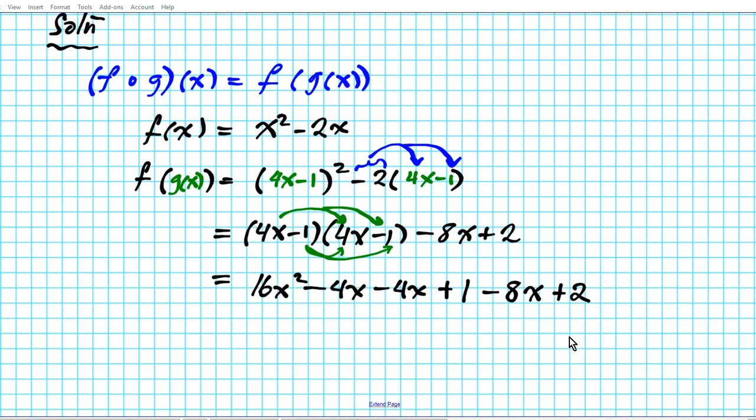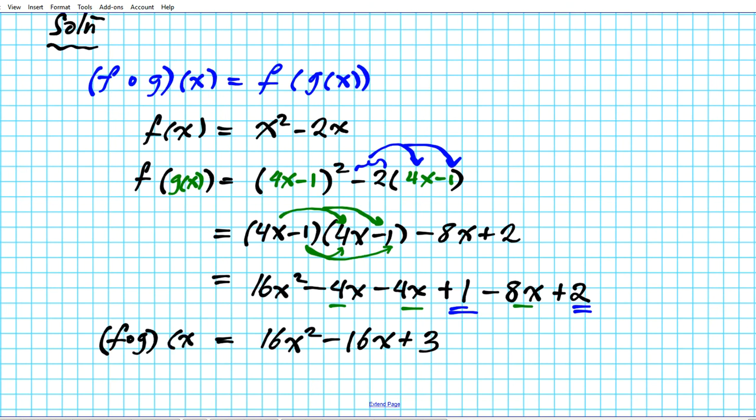Alright, let's go ahead and simplify that. So we're going to have, let's combine like terms, 16x squared stands alone. And then we can combine minus 4x minus 4x minus 8x. That's going to be negative 16x. And then we have positive 1, positive 2. 1 plus 2 is 3. Plus 3. And that, ladies and gentlemen, is the expression that's equal to f composed with g of x.